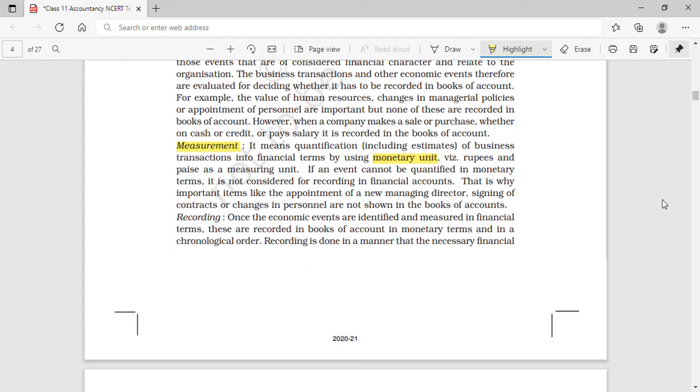Okay, next. Have you seen here? It's usually the monetary units. That is why items like the appointment of a new managing director, signing of contracts or changes in personnel are not shown in the books of accounts, because those are not required. It's basically your monetary units.